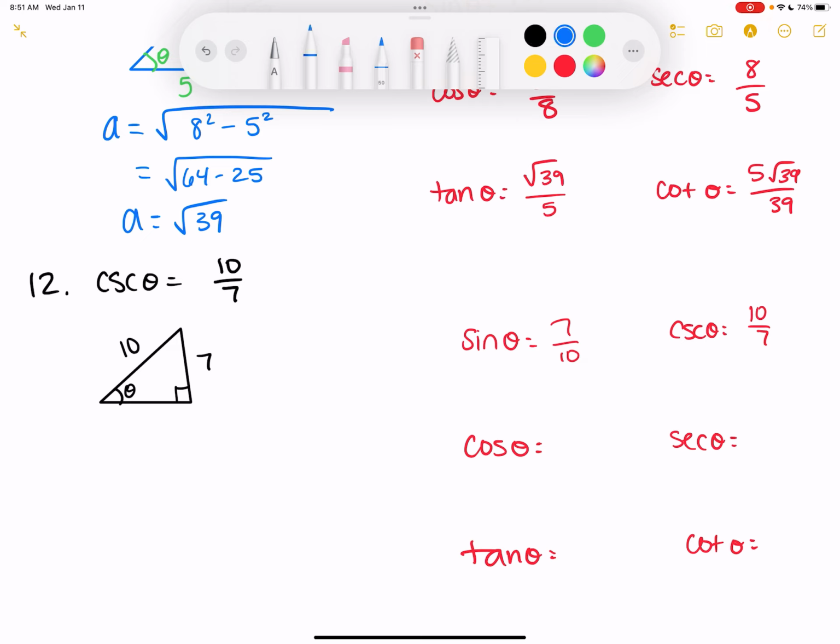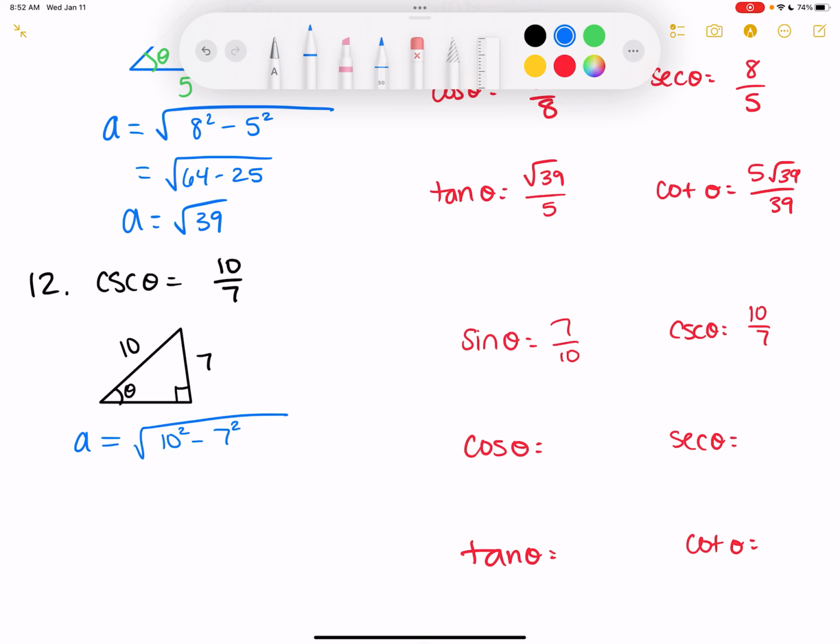All right, so solving for the other side, how do I set that up? Like the previous problem. Okay, so tell me what's going where. So you have a, and then the equal sign, and then square root of 10 squared minus 7 squared.